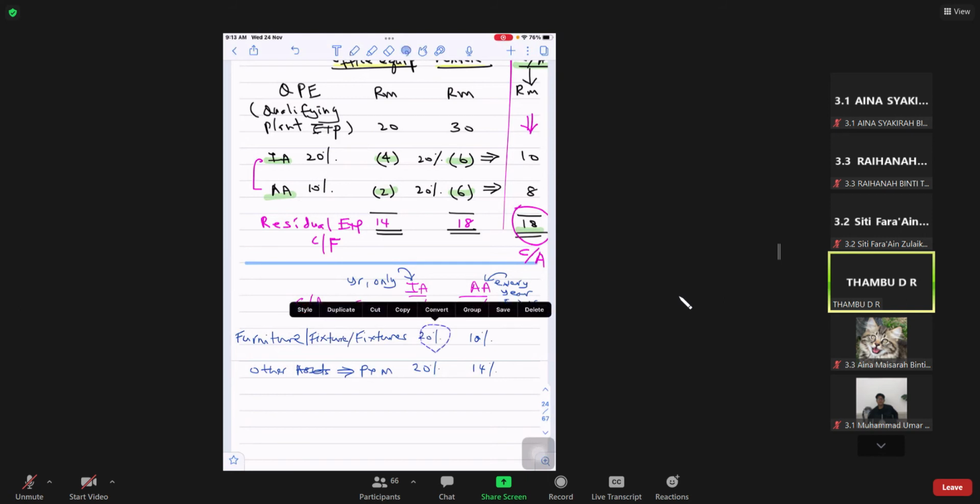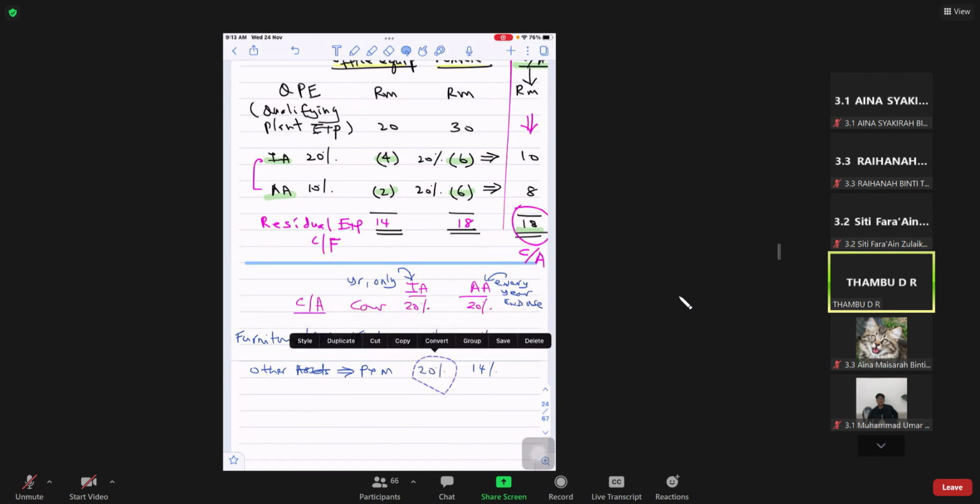So we have 20%, for 2014, 2020, 2010, 2014. Every year. You give this every year. This one, year one only. After that, no more. Year one only. That means in the year you buy.